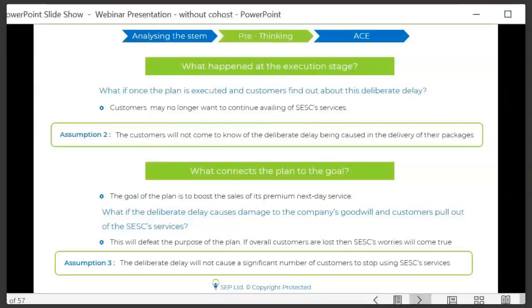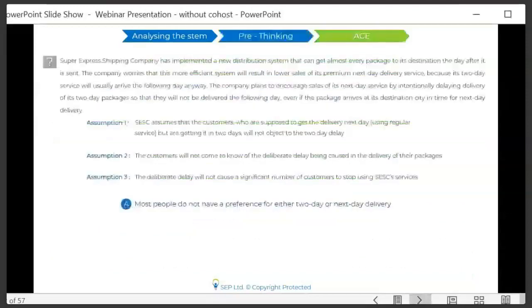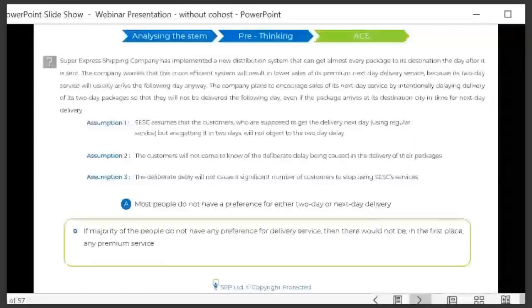Choice A says, most people do not have a preference for either two-day or next-day delivery. Now, if the majority of the people do not have any preference for either two-day or next-day delivery service, then there would not be in the first place any premium service. So this choice actually talks about an irrelevant scenario, okay? And therefore, it is not correct. None of you chose choice A, so that is also fine. All right. Let us now move to the next choice.